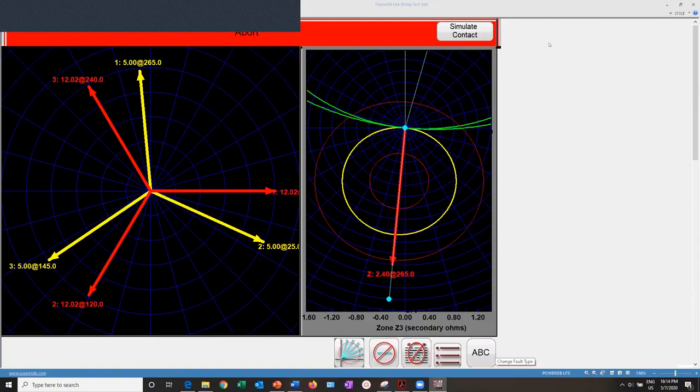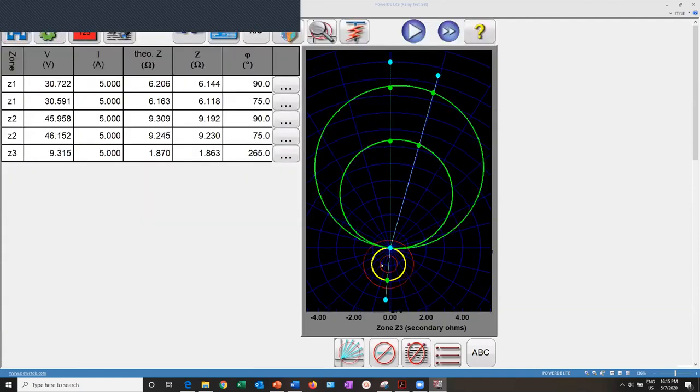Up here, you have the possibility to simulate a contact if you want. That's something that you do if you're doing a simulation and not actually testing, or if for some reason the relay doesn't operate and you want to stop the testing, you can simulate, or you can simply abort the test. In this case, I have my 5 points.